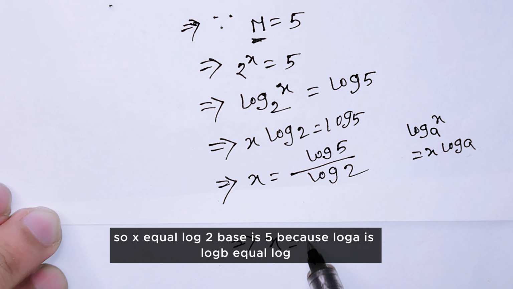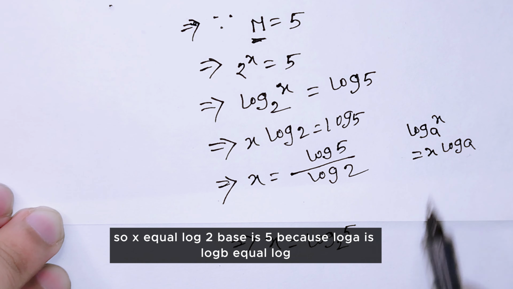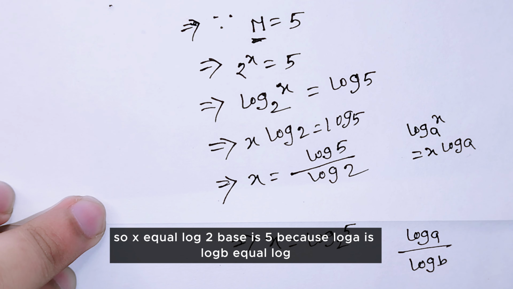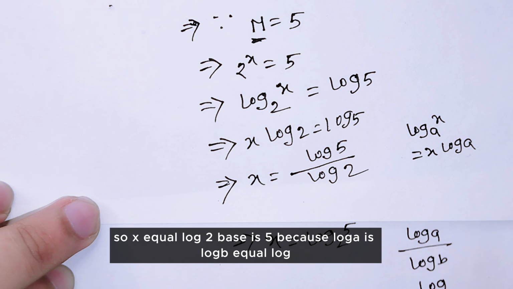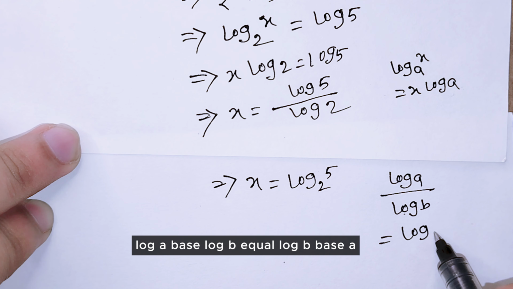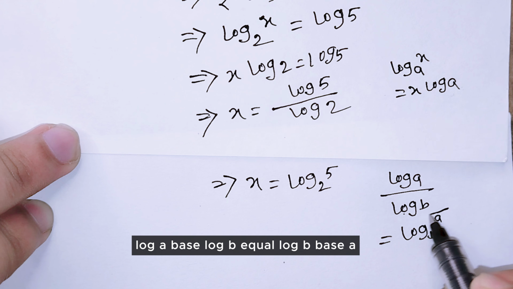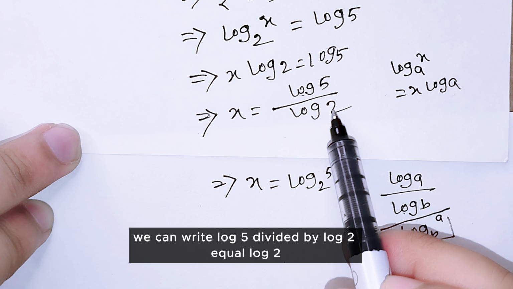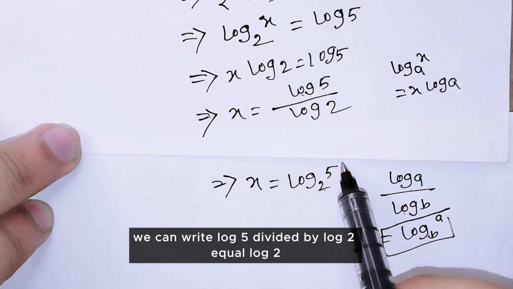So x equal log 5 base 2, because log b divided by log a equal log b base a. So similarly, we can write log 5 divided by log 2 equal log 5 base 2.